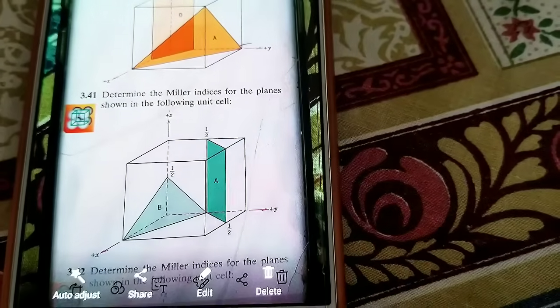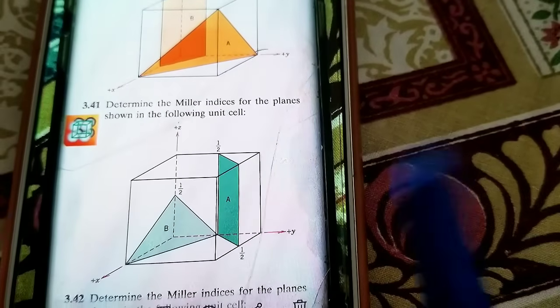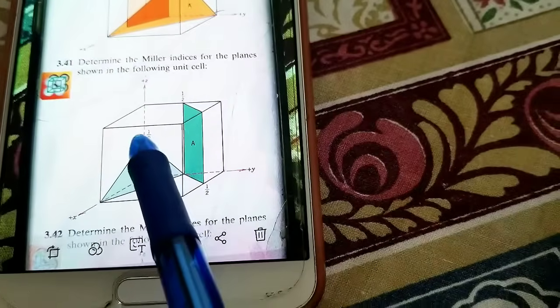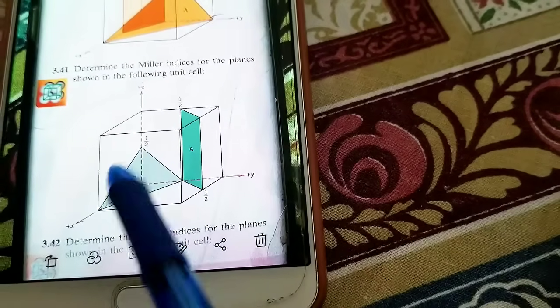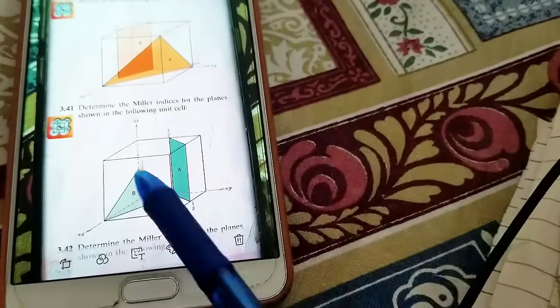So yeah, now the next one is this one. There are two planes. One of them is dark green and the other one is plane B, which is in light green color. Now the plane B is again a simpler one. We can see here it is not passing through the origin. It is like in this direction, tangentially. It is not passing through the origin.